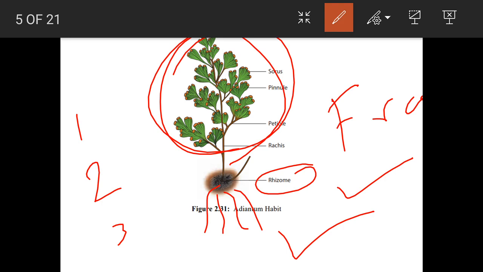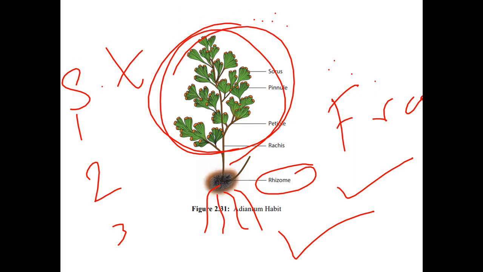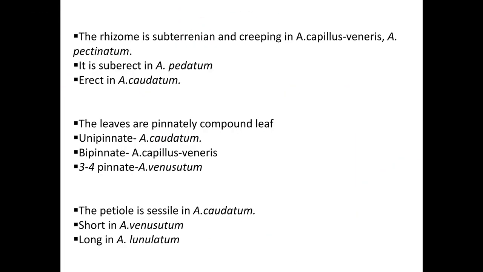When you talk about the rhizome, it is sometimes subterranean, sometimes creeping, and sometimes it may be sub-erect. Subterranean rhizome means sub, partial, and terranean, below the soil: partially inside the soil and partially above the soil. When the stem is present partially inside the soil and partially above the soil, it is called subterranean.